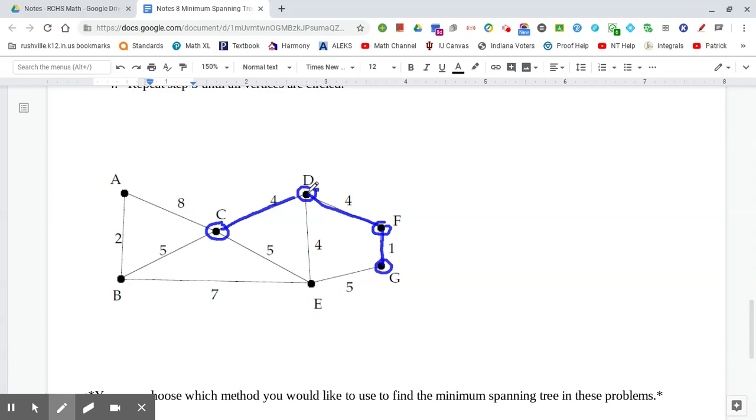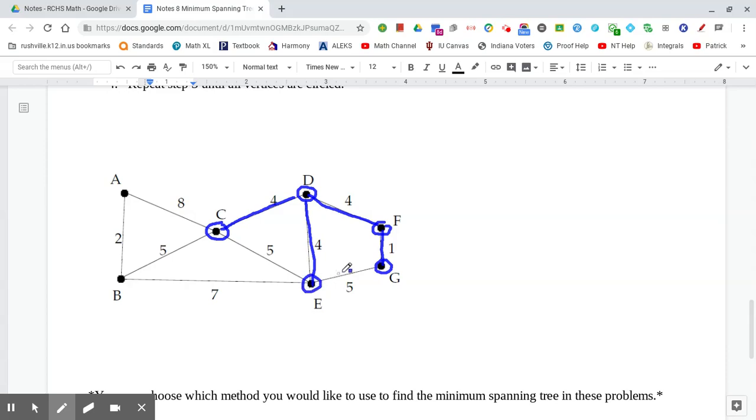Coming off of circled D, we have edge DE, which is 4. And coming off of the circled vertex G, we have GE, which is 5. So a lot of options here, but they were 8, 5, 5, 4, and 5. Choose the one that's of smallest value, which is obviously 4, and circle vertex E.